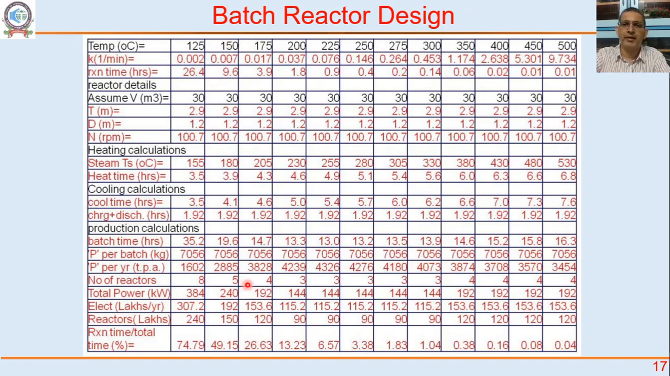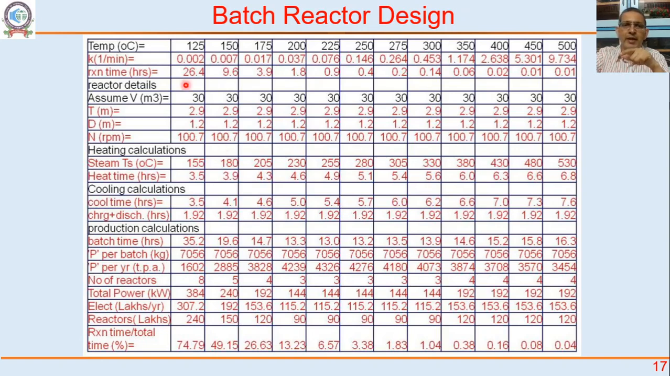I will require 4 reactors at this temperature. I will require 3 at these temperatures. Obviously, because the number of reactors cannot be a fraction, so it has to be 3. And then further, again it has to be 4, because now it's just a fraction, so we have to just round it up. Why? Because at higher and higher temperatures, your heating time will go up.